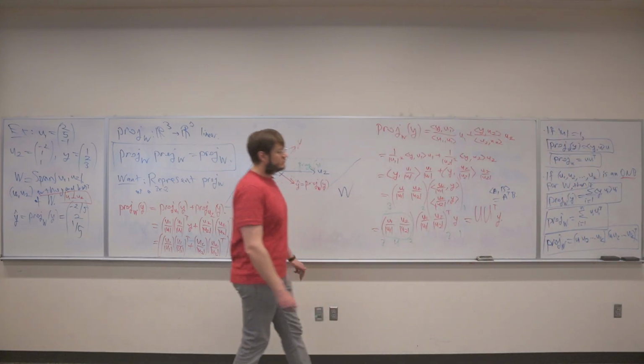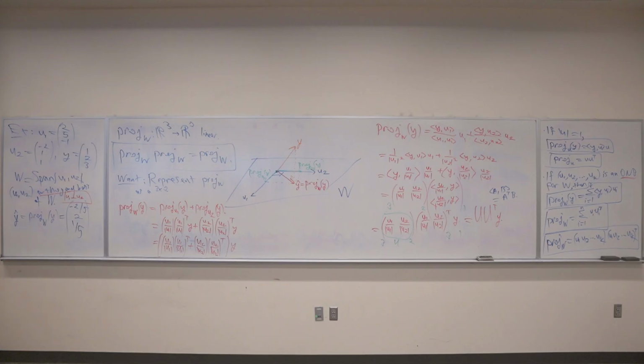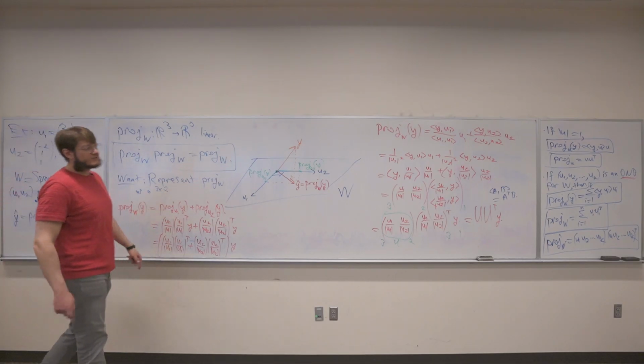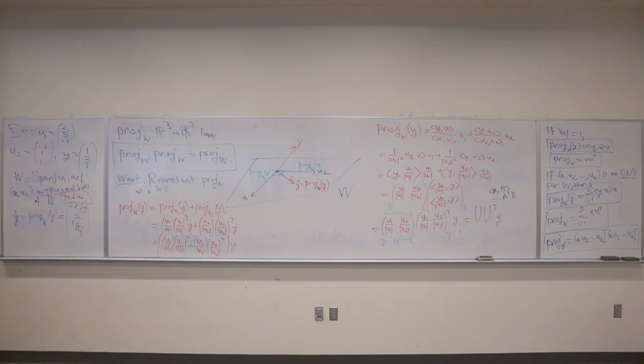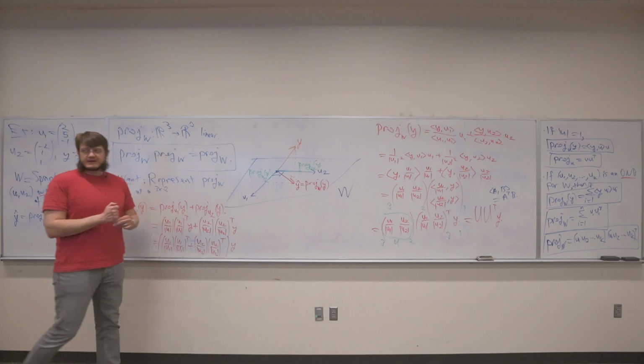If you have an orthonormal basis, put your basis vectors in one matrix, take the transpose, take the product, you're going to get the matrix that corresponds to the projection. Okay? Any comments or questions?